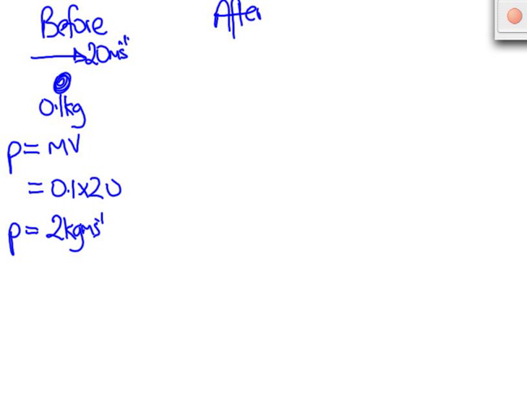Now, when the ball is hit by the racket, it changes direction. It moves in the opposite direction and it travels at a speed of 40 meters per second.